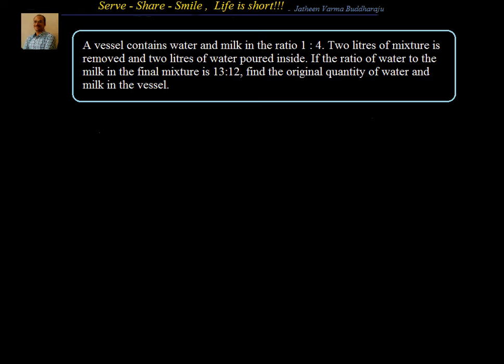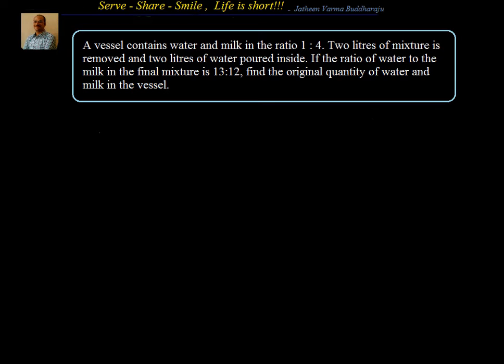A vessel contains water and milk in the ratio 1:4. 2 liters of mixture is removed and 2 liters of water poured inside. If the ratio of water to the milk in the final mixture is 13:12, find the original quantity of water and milk in the vessel.